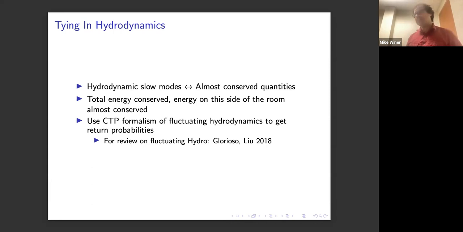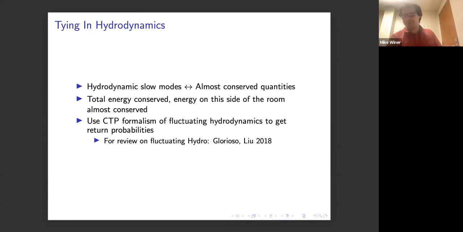So we can use this to define an almost sector, right? The overall energy is exactly conserved, and the energy in my room, the energy in your room, the energy in Steve's room are all almost conserved, slowly relaxing quantities. So now we want to calculate the sum over all the return probabilities. Each sector is characterized by an energy profile, if you will. We want to figure out the sum of return probabilities over the space of energy profiles, which is a technically kind of daunting task.